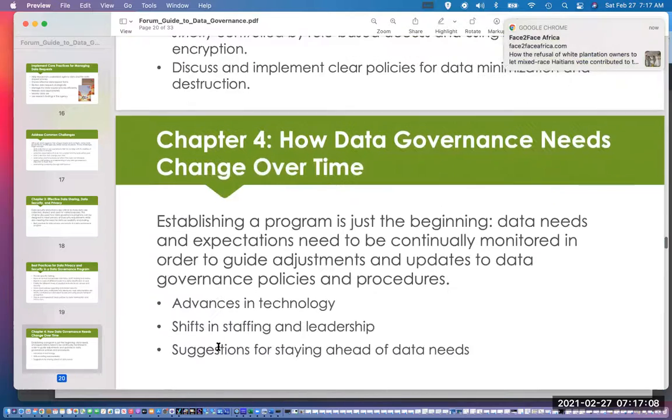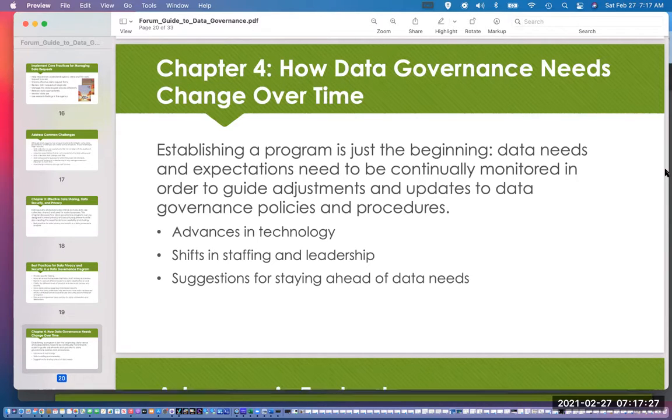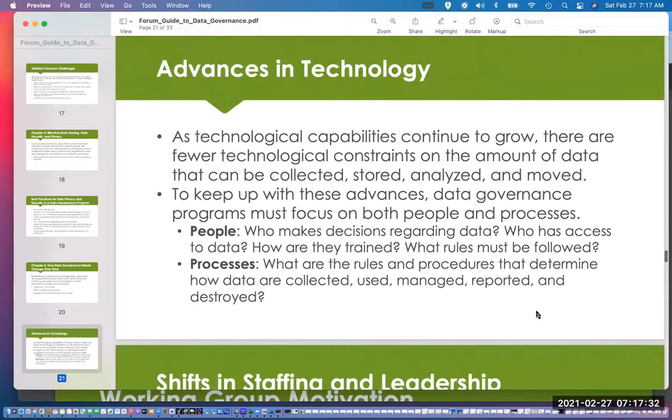Chapter 4. How data governance needs change over time. Establishing a program is just the beginning. Data needs and expectations need to be continually monitored in order to guide adjustments and updates to data governance policies and procedures. Advances in technology. Shifts in staffing and leadership. Suggestions for staying ahead of data needs.